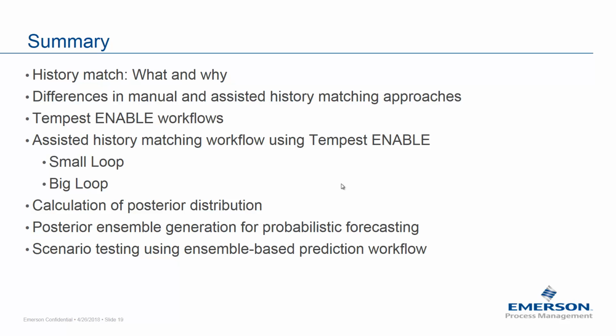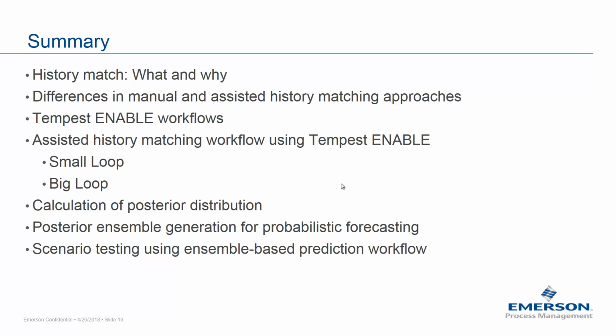All right. So during the course of this presentation, we saw that history matching is all about calibrating your reservoir model or the numerical model with the historical data. And the reason we need to do that is to be able to use that model to reliably forecast the production. And then we talked about advantages of using assisted history matching approach over manual approach. And then we talked about the different workflows you can use in Tempest ENABLE. For instance, you can use assisted history matching, sensitivity analysis, prediction or probabilistic forecasting, and the optimization workflow in Tempest ENABLE.